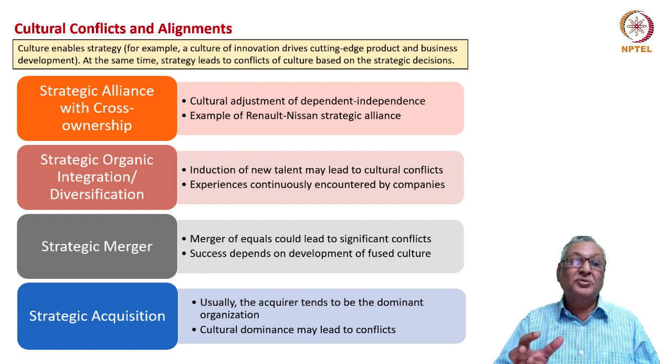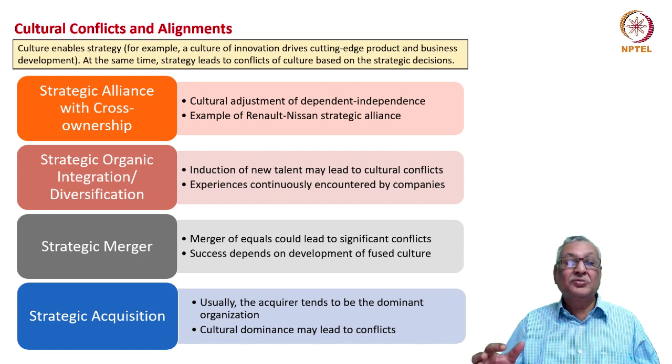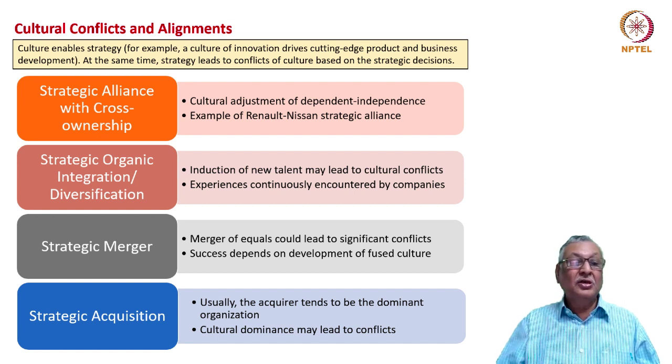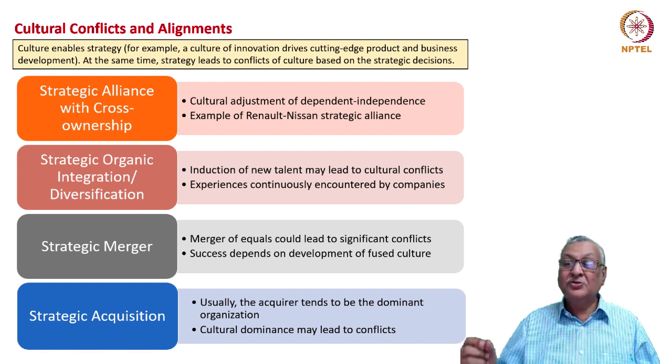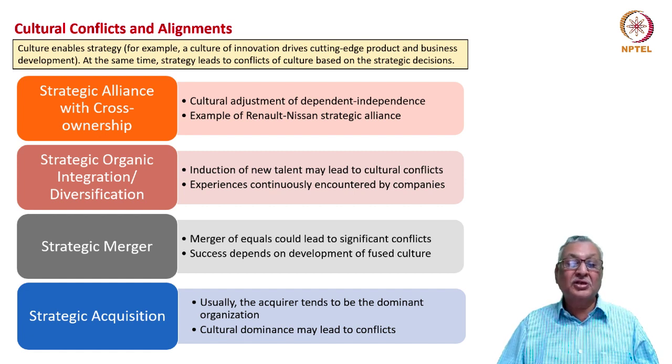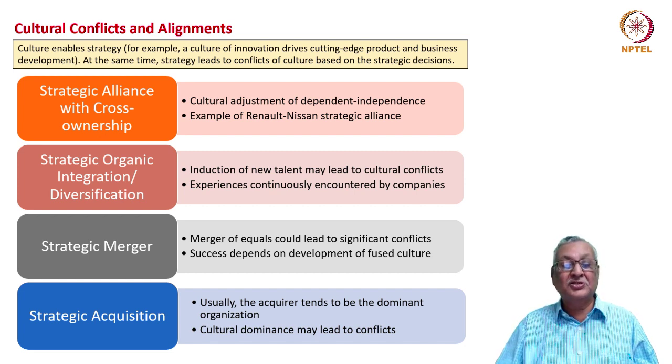We are all aware of the problems that happened between Renault and Nissan in terms of readjustment of mutual strengths and requirements. Then strategic organic integration, diversification. Induction of new talent is bound to lead to cultural conflicts. At times the culture would be superior, at times the culture that is coming in could be inferior. So this is an experience which is continuously encountered by companies because companies need to grow based on new strategies and new structures. Management of this cultural conflict and achieving alignment is one of the very important tasks of Chief Human Resources Officer and Chief Executive Officer, as well as the other CXOs.